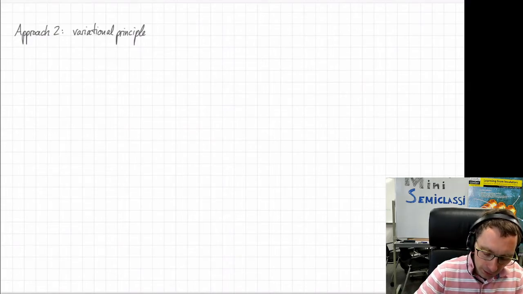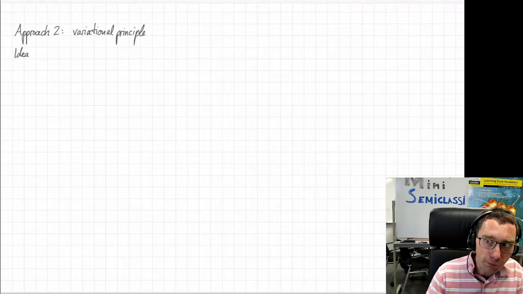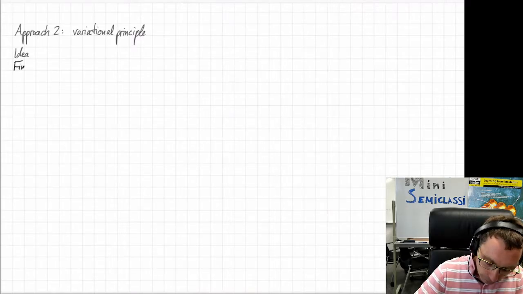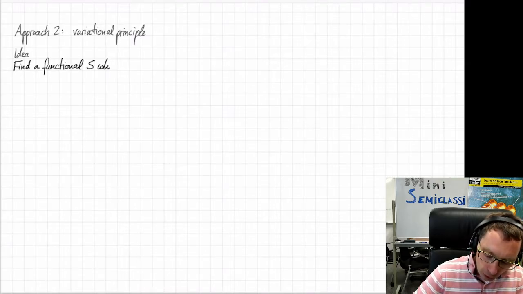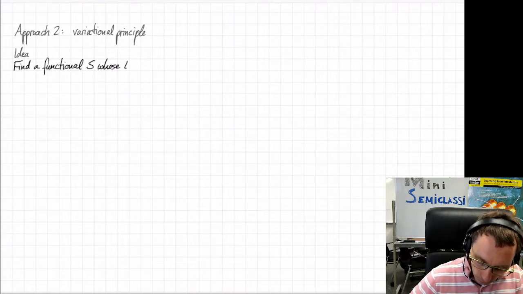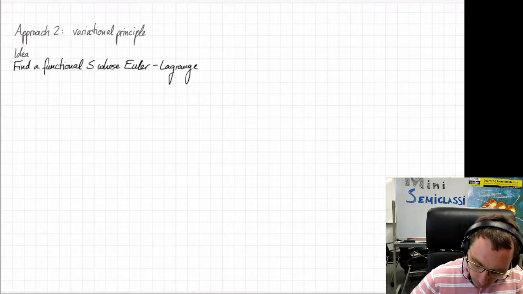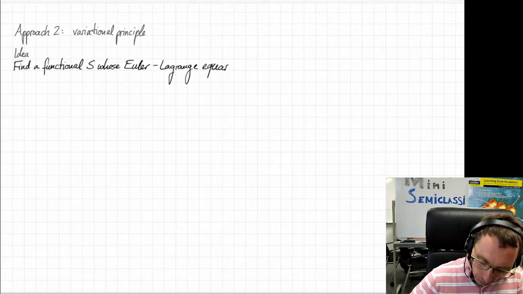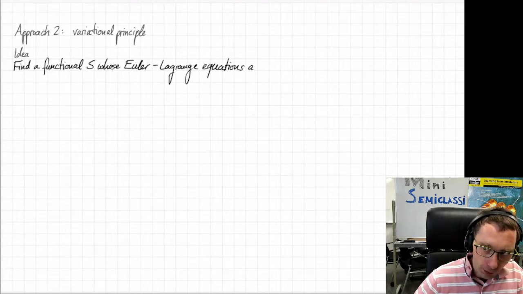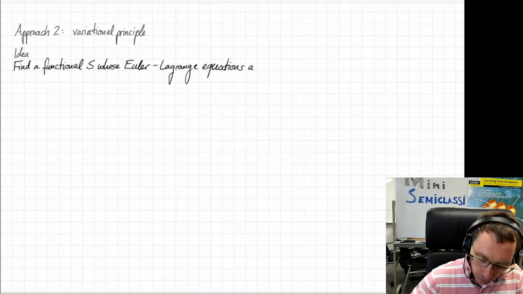So here the idea is that you find a functional S whose Euler-Lagrange equations are equivalent to the famous Octothorpe condition, the hashtag condition from the previous page.